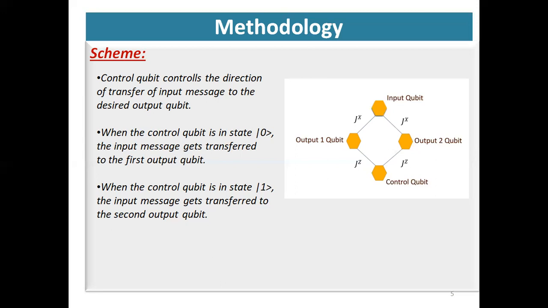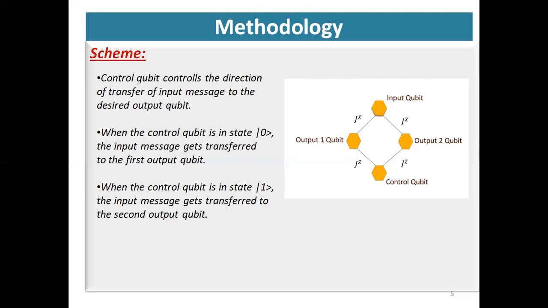When it is in 0 state, the message, the input signal from the input qubit, will get transferred to the first output qubit. Now when this control qubit is in the 1 state, the input message from the input qubit will get transferred to the second output qubit. This is the whole idea of this quantum router we are discussing.